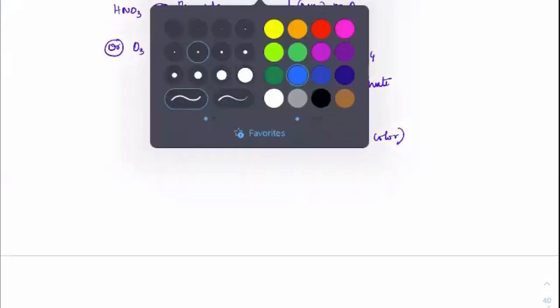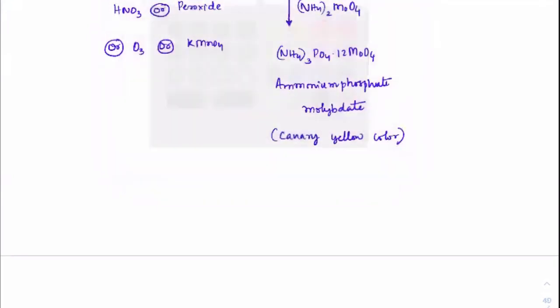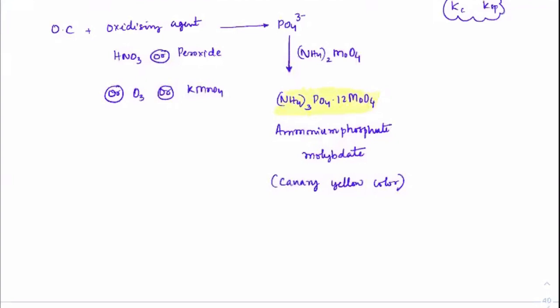Yeah, this one is canary yellow color. All right, so this indicates the presence of phosphorus. I hope all of you understood this. Anybody has a doubt here? Please let me know.